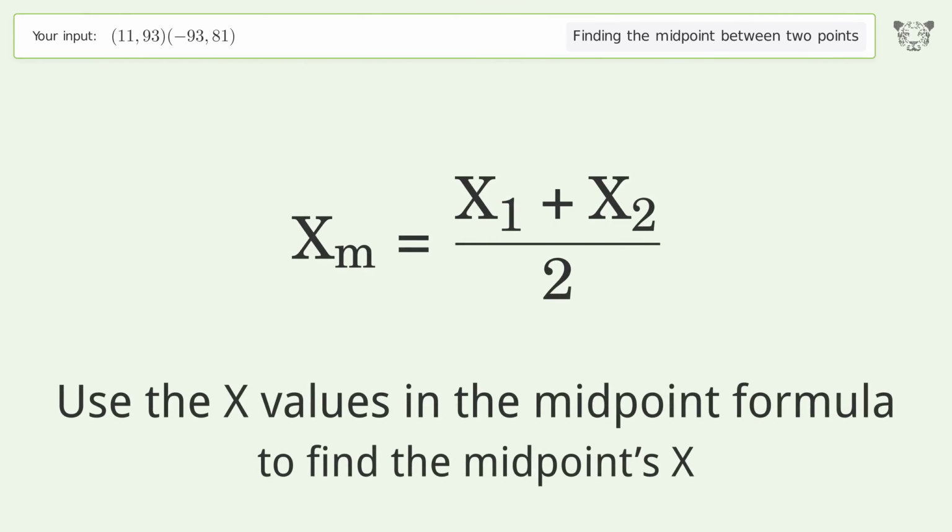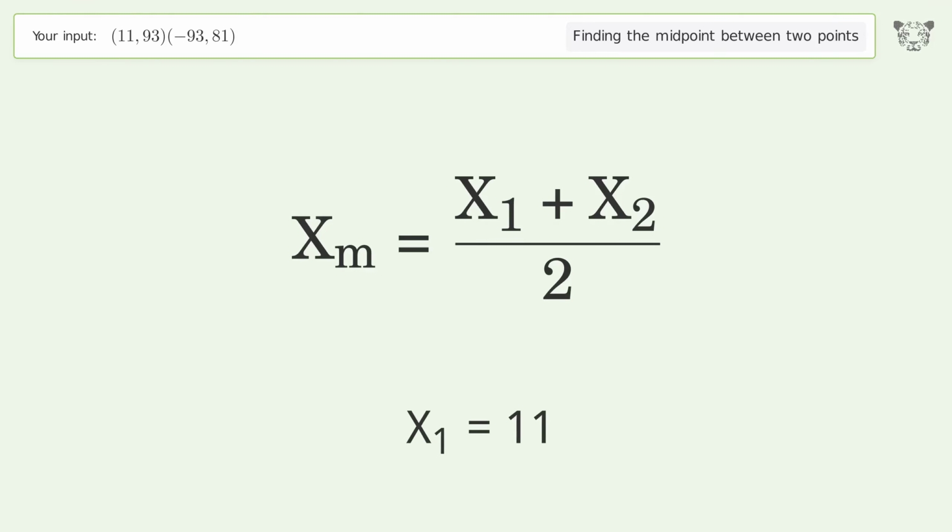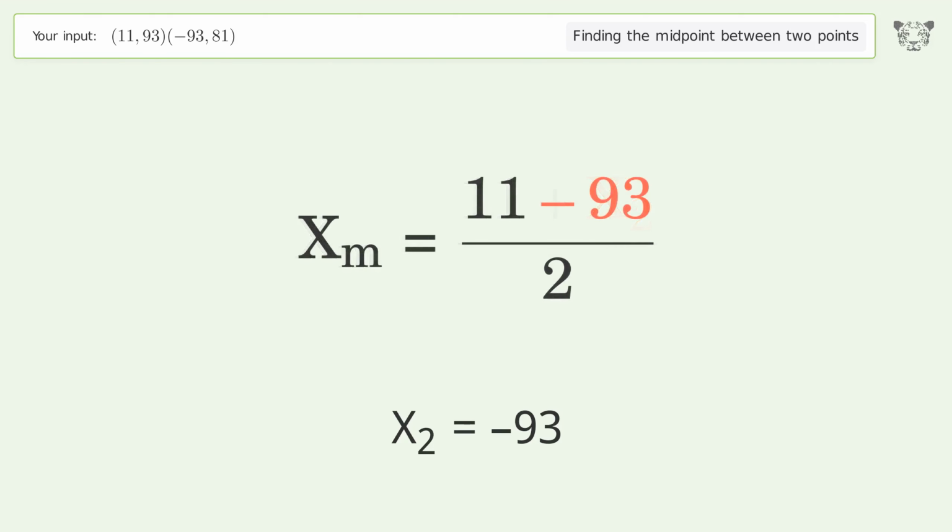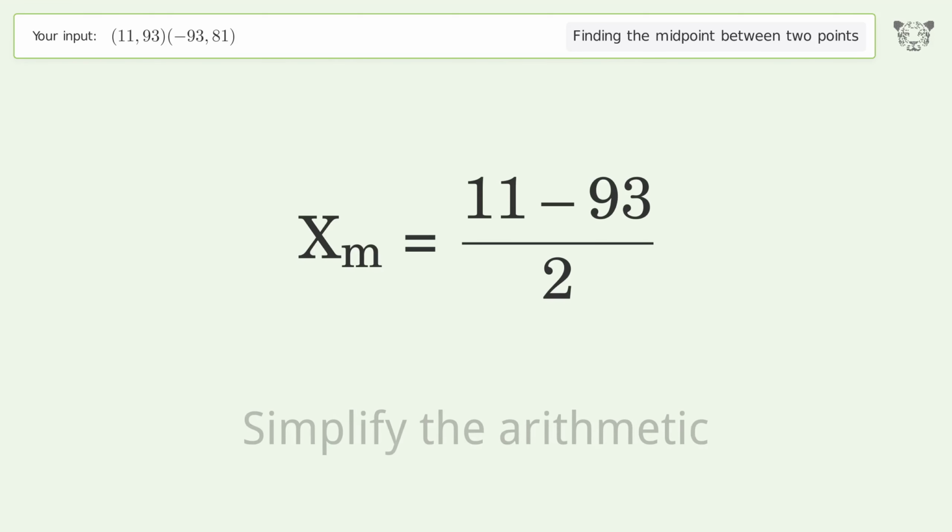Use the x values in the midpoint formula to find the midpoint's x. x1 equals 11. x2 equals negative 93. Simplify the arithmetic.